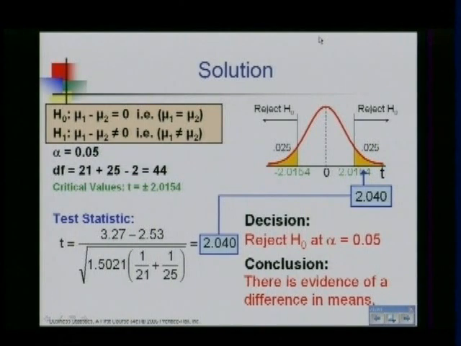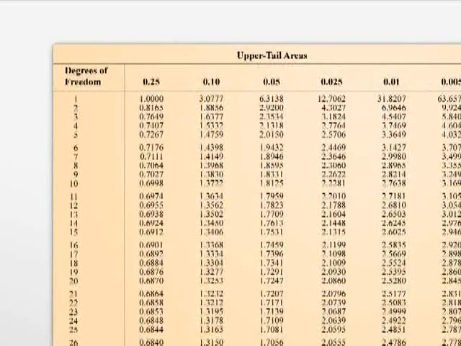What table? The t table, a different table than we've used before. So let me show you how to find that value. We go to our table, we use the degrees of freedom, which is N1 plus N2 minus 2, and that gives me 21 plus 25 minus 2, which is 44 degrees of freedom. My alpha level for this problem was 0.05, and it is two-tailed.